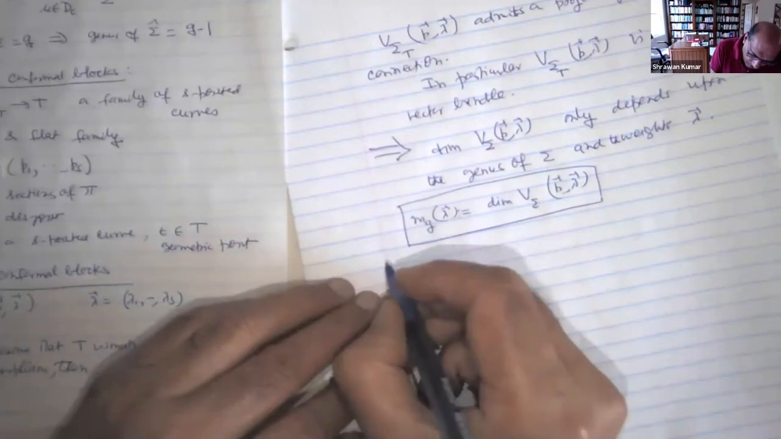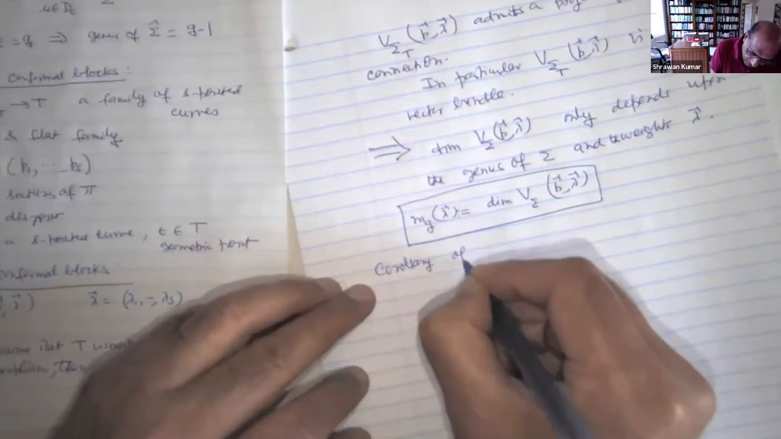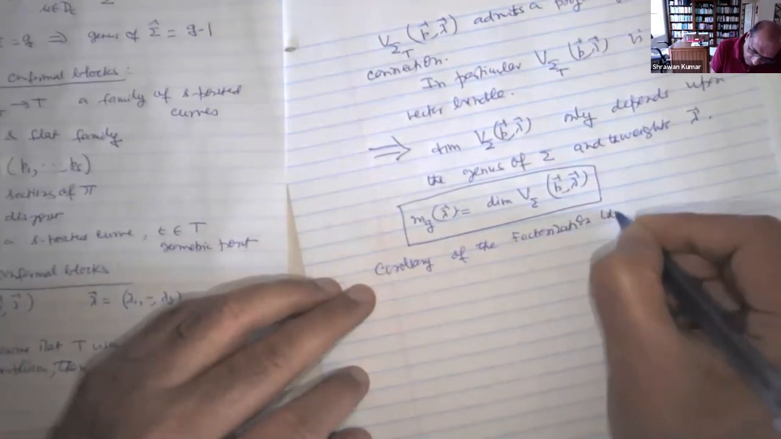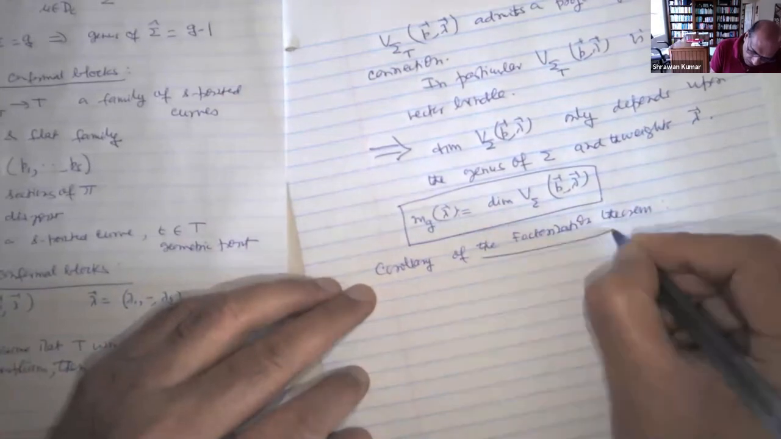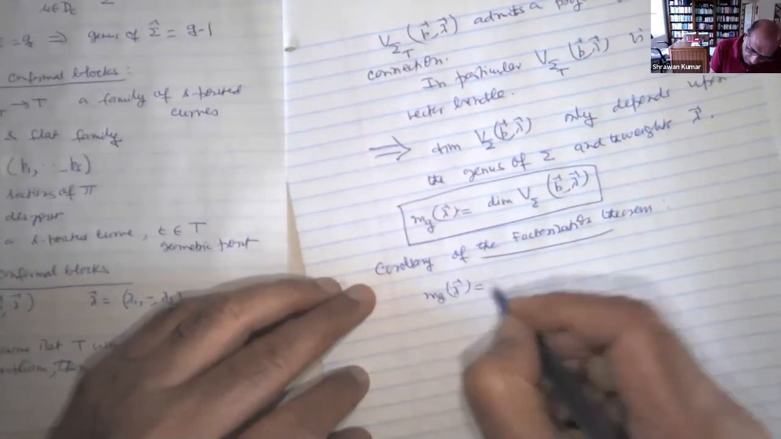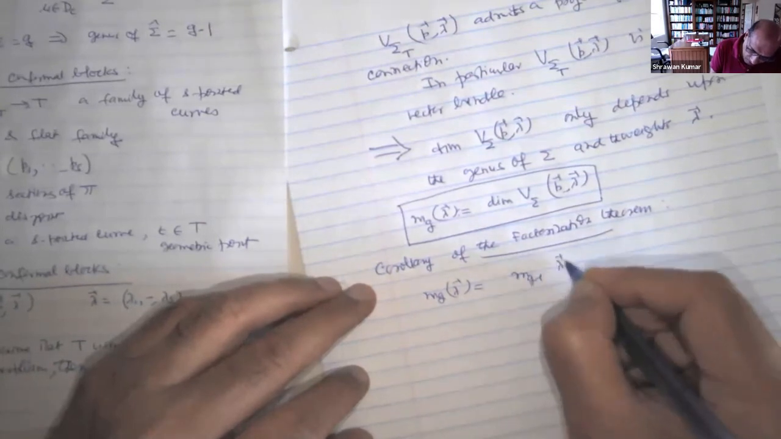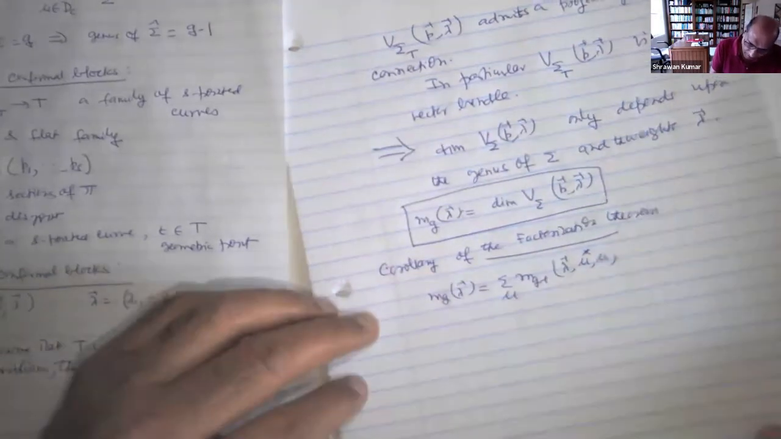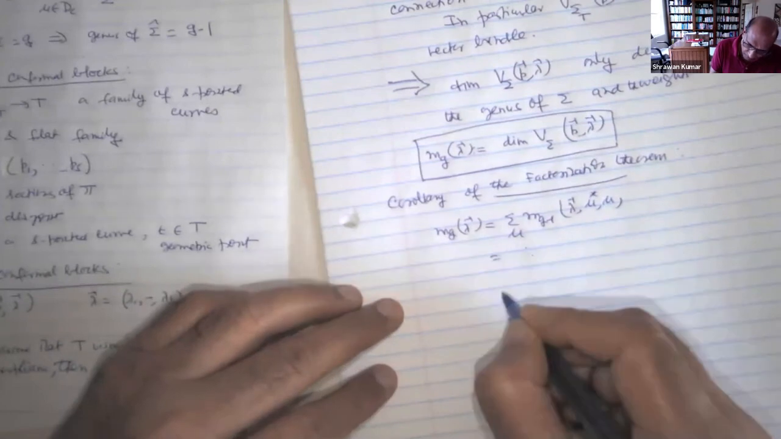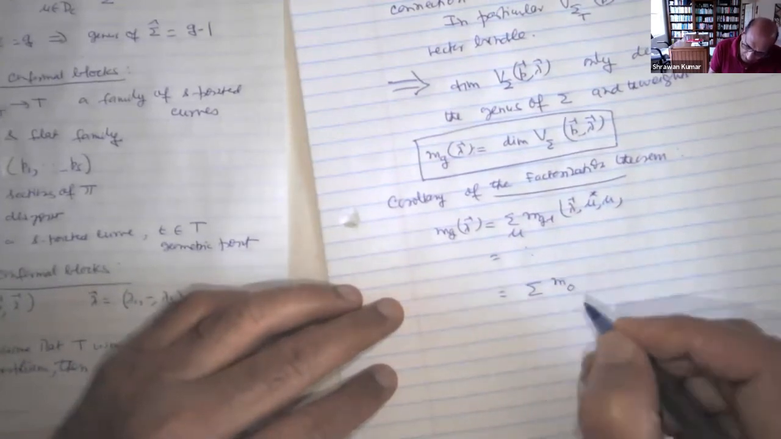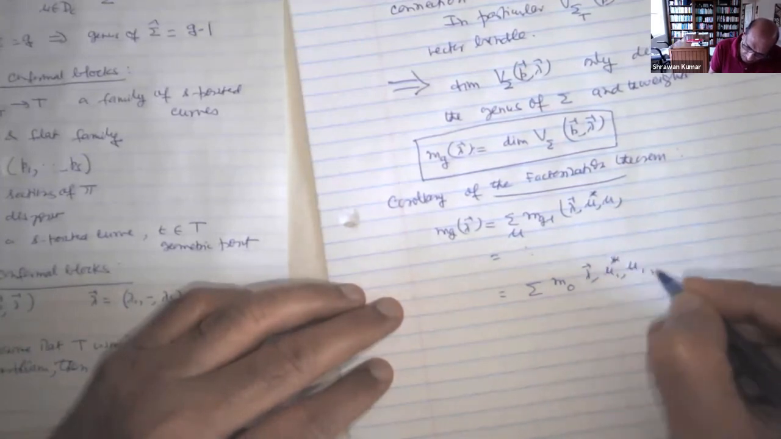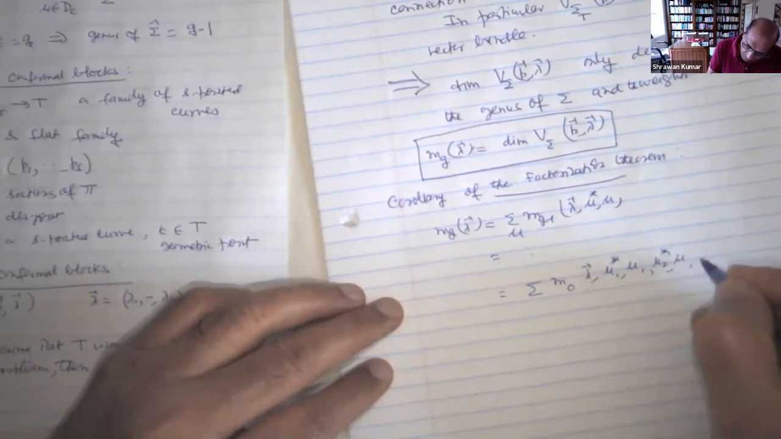So a corollary of the factorization theorem is that m_g lambda is the summation over mu of m_{g-1} lambda, mu, mu star. And you can keep going. And finally, you will have m_0 lambda, mu1, mu1 star, mu2, mu2 star, and so on up to mu_g, mu_g star.